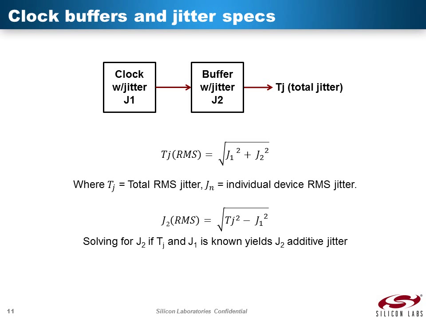If J1 and J2 are truly uncorrelated, then the total output jitter can be estimated from the root sum square equation shown. If the jitter at both the output and input of clock buffer J2 is measured, then J2's additive jitter is defined as the root mean squared difference between J2's input and output jitter. This is shown in the equation that solves for J2 additive jitter.